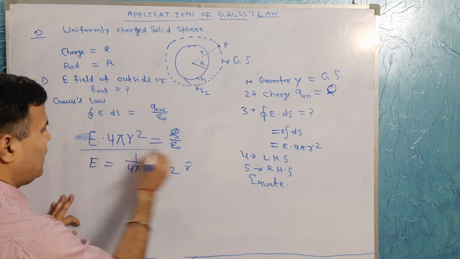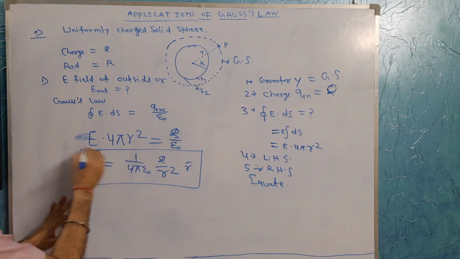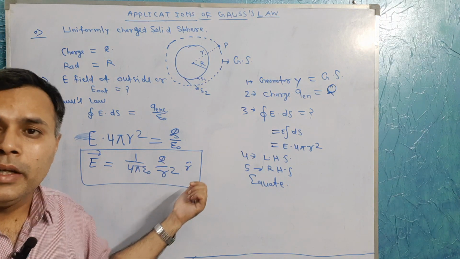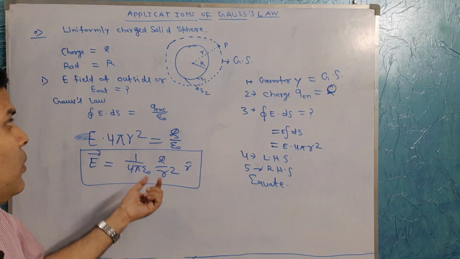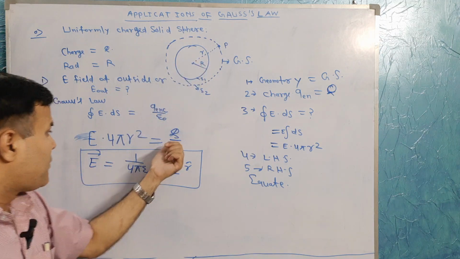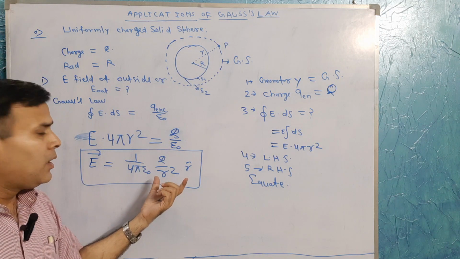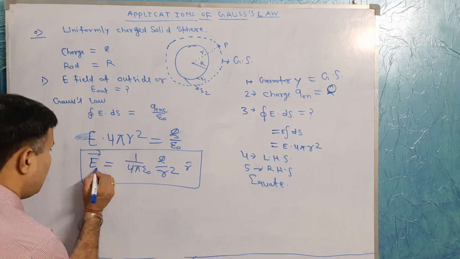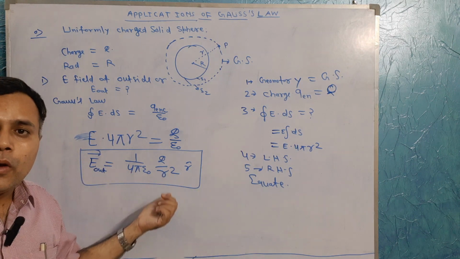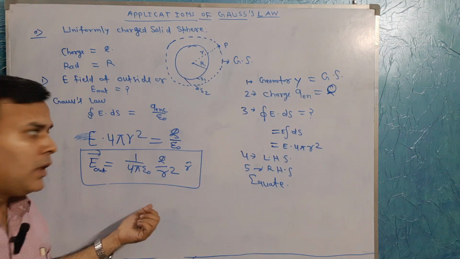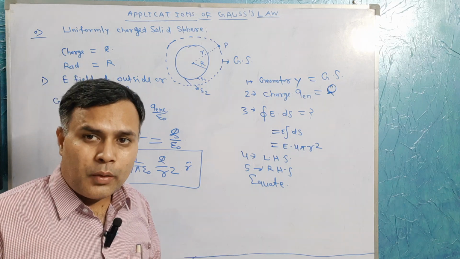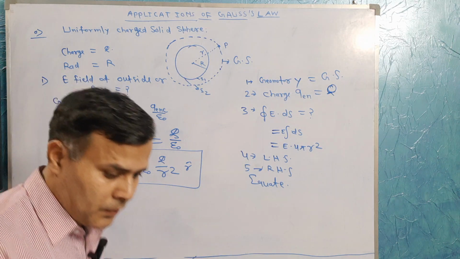This is the electric field due to a point charge. So whether the charge is distributed throughout the surface or at a point, this is the profile of the electric field outside a uniformly charged solid sphere of radius R and charge capital Q. I hope it is clear.